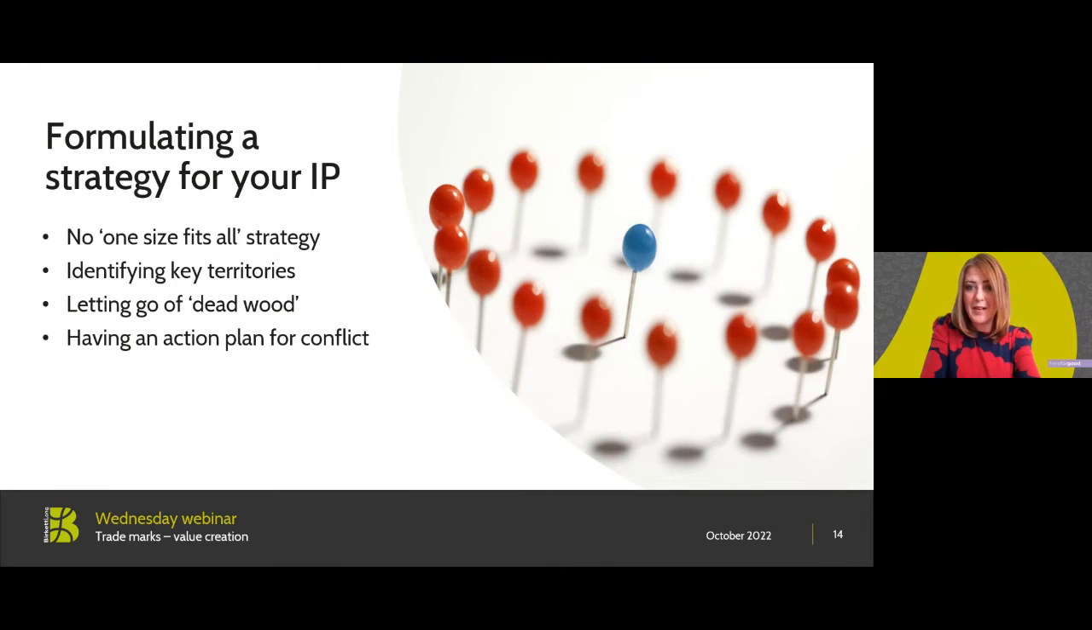Formulating a strategy for your IP. As the slide shows, there's no one-size-fits-all strategy. Hopefully once you've had a portfolio review, or you've done some level of consideration of what you've got and where there are gaps, you need to have a bespoke strategy for you, which we can assist with. That could mean that your intellectual property considerations are very different from the next business. You might have different commercial sensitivities and budgets and expansion plans.